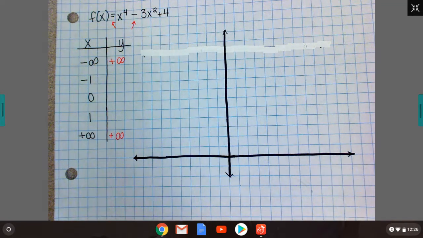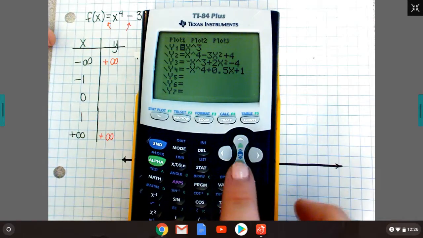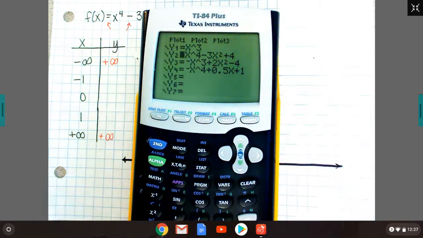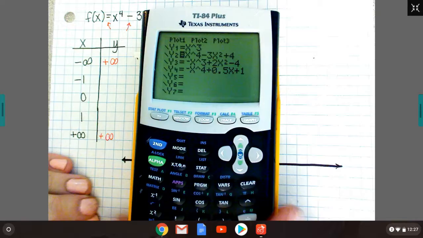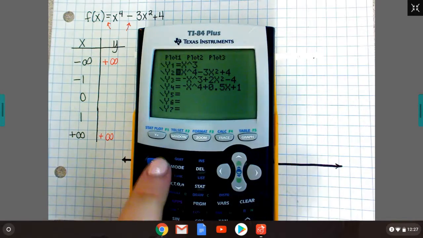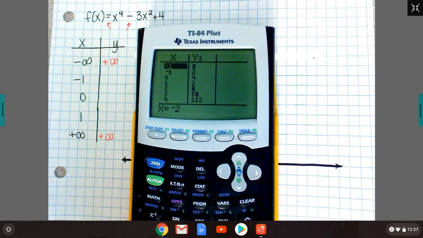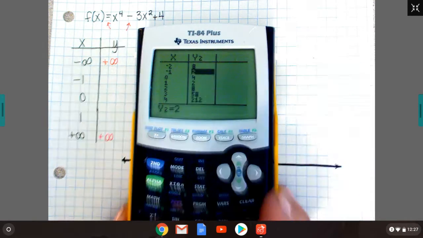As for my points, it gets a little annoying to keep plotting a table for this. So let's go ahead and go into our y equals. I'm going to highlight this equation. That's the one I want to be on: x to the 4th minus 3x to the 2nd plus 4. And let's look at our table. Our table here has -1, 2, 0, 4, and 1, 2. So I've got 2, 4, 2 for the spots that I'm going to plug in on mine.